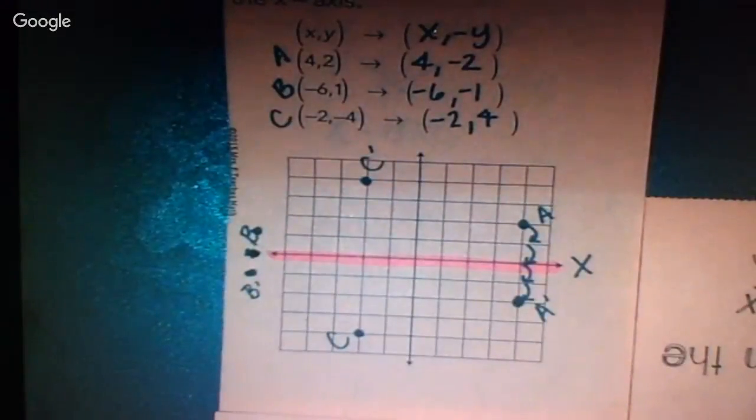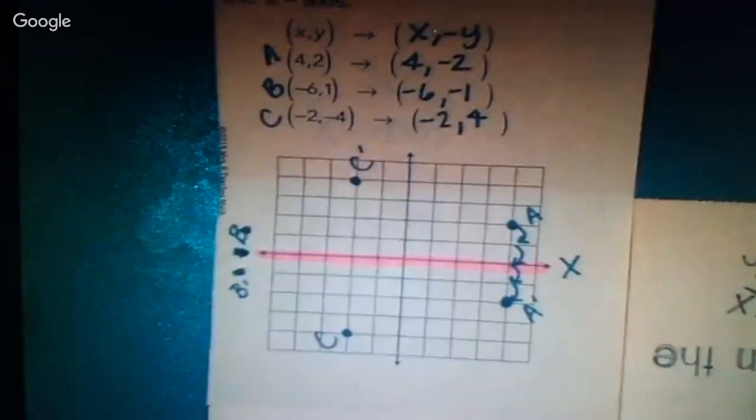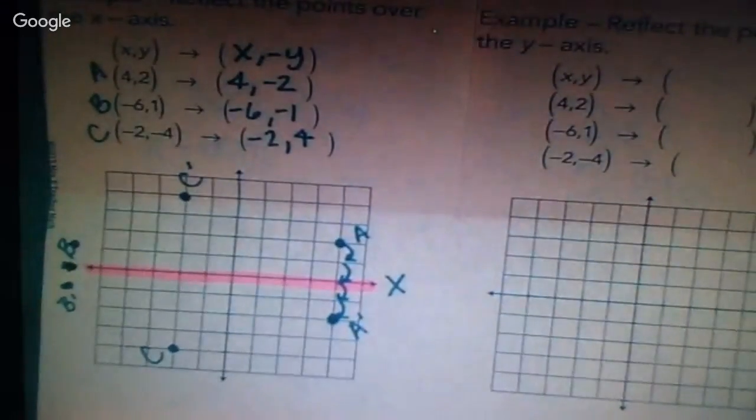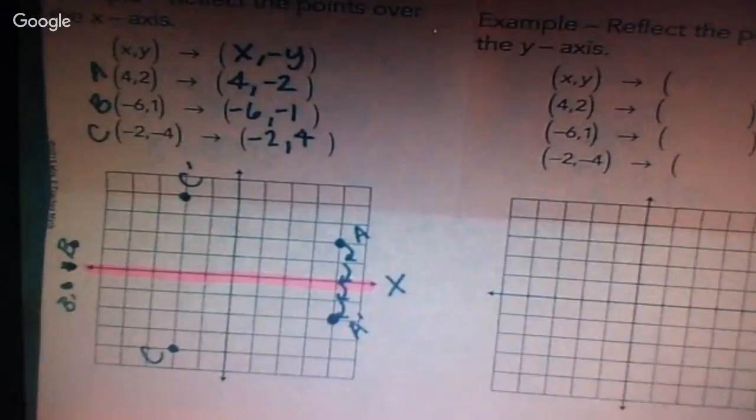Again, don't forget, that doesn't mean that your Y value is going to be negative. That means that your Y value changes sign. So if it started positive, it becomes negative. If it starts negative, it becomes positive. Okay. All right. So when I reflected over the X, that changed my Y values. So if I reflect over Y, it's going to change my X values. Fantastic. Y'all are too smart for your own good.